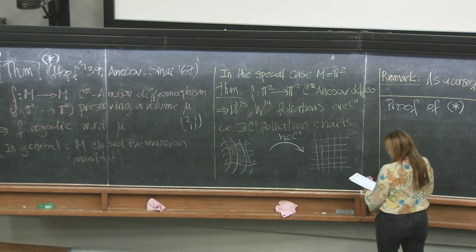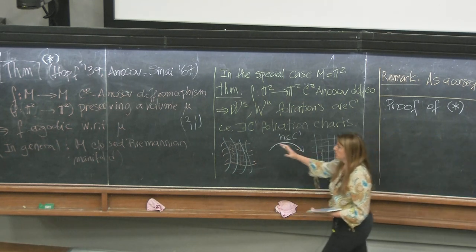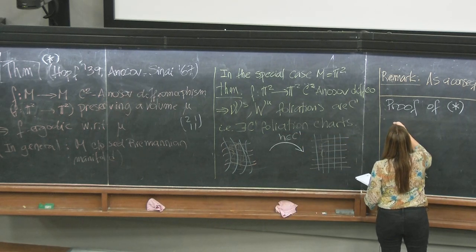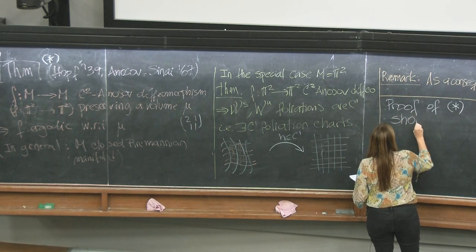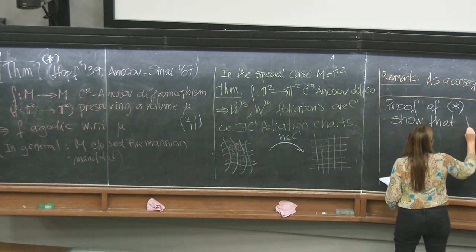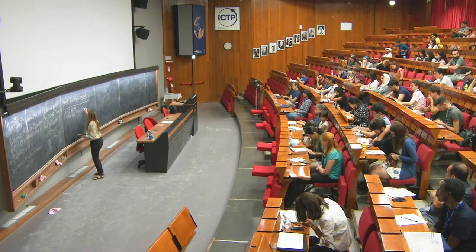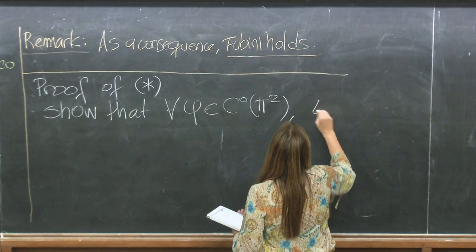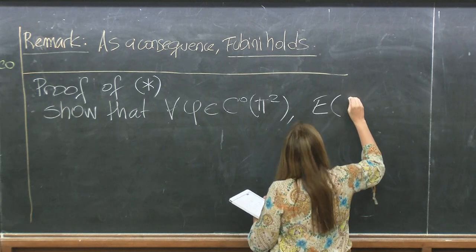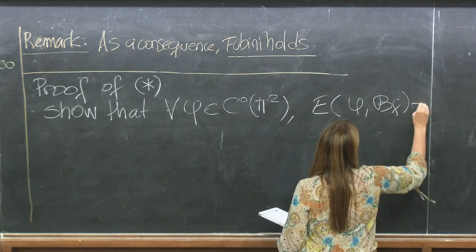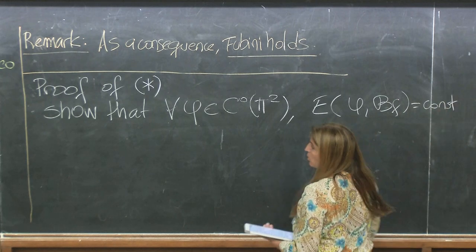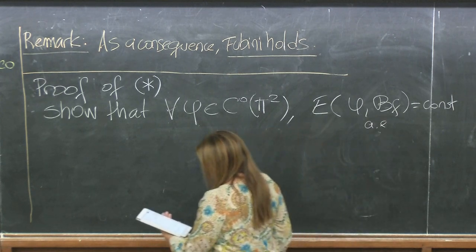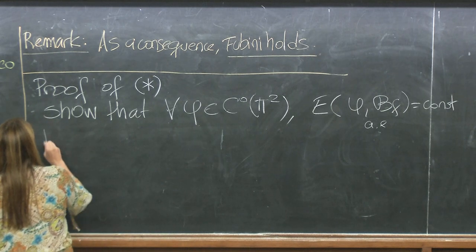So we are going to proceed in the very same way as we proceeded in this case. What we are going to do is show that for every continuous map, the conditional expectation is constant almost everywhere. And remember what we have.